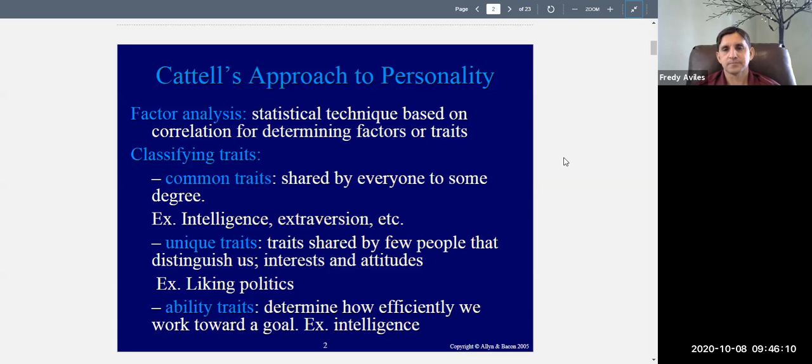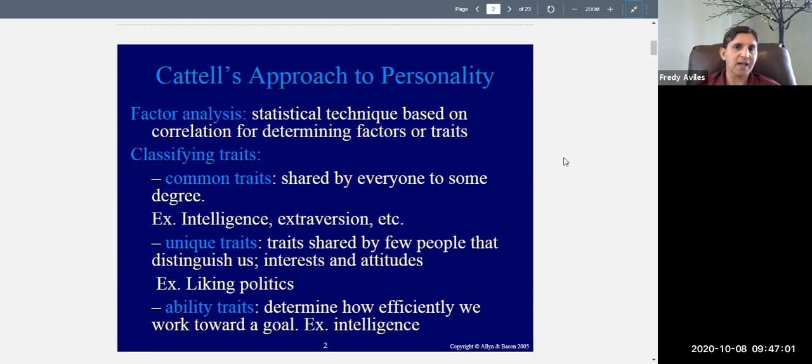And it turns out that some things are highly correlated, so they more or less refer to the same thing. For instance, let's say being talkative and being sociable and being fun-loving and being gregarious, which means you like to be with a lot of people, all those things are related. So they form one factor or one trait. Other things like, let's say, being shy, easily angered, easily worrying, being anxious, things like that, all go together too, and they would determine another trait.